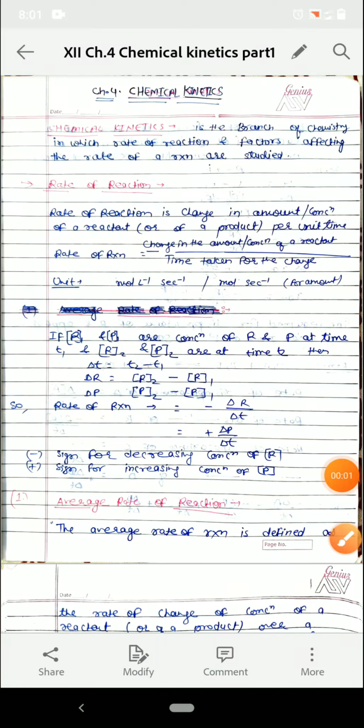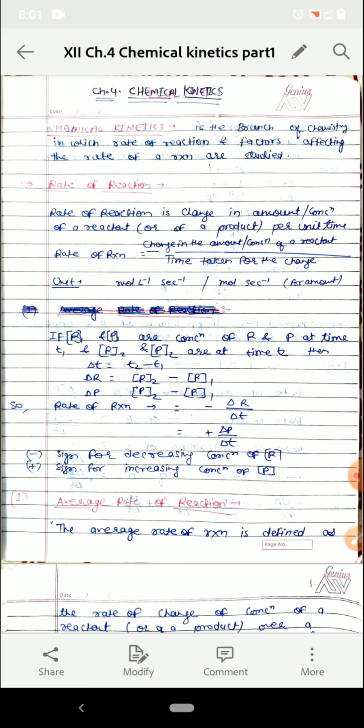Hello and welcome students. So today we are going to study chapter number 4. It is chemical kinetics. Okay, and it is the part after the organic chemistry. We had studied two chapters of the organic chemistry. Now we are going to study the physical chemistry.